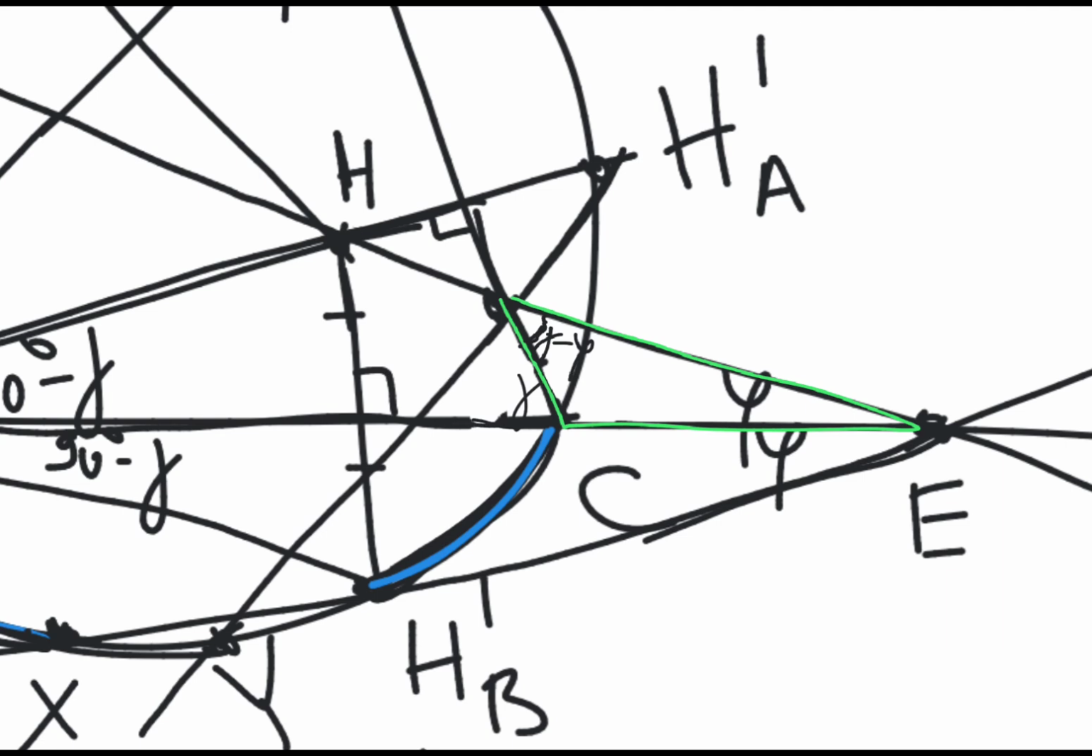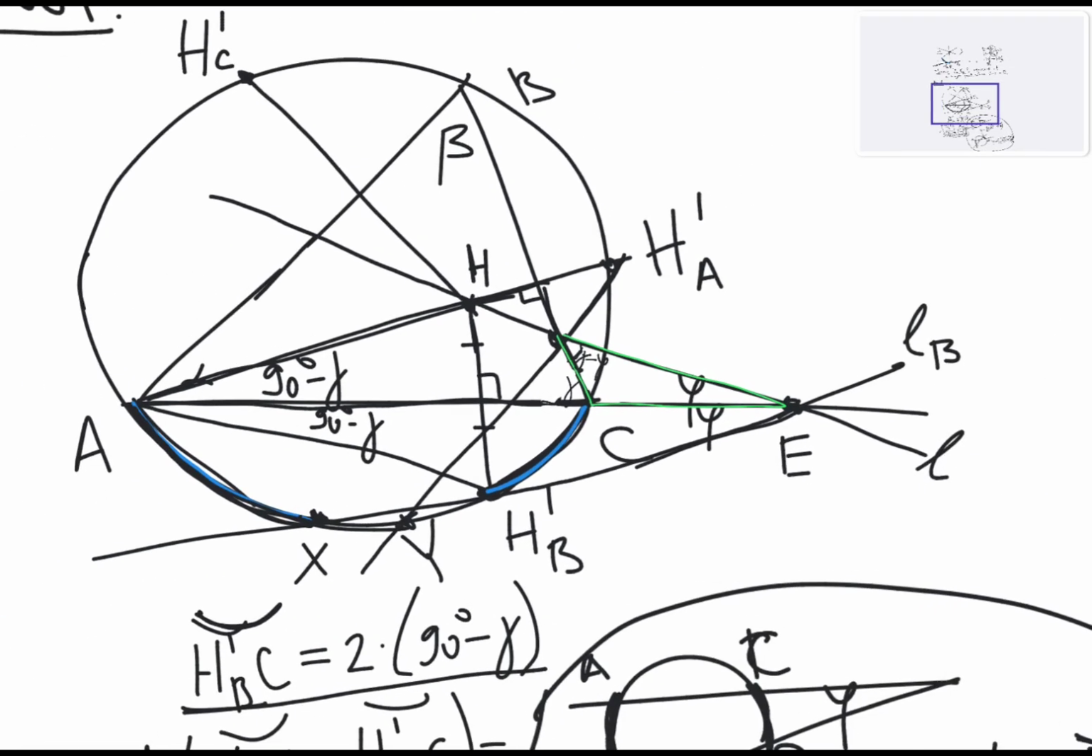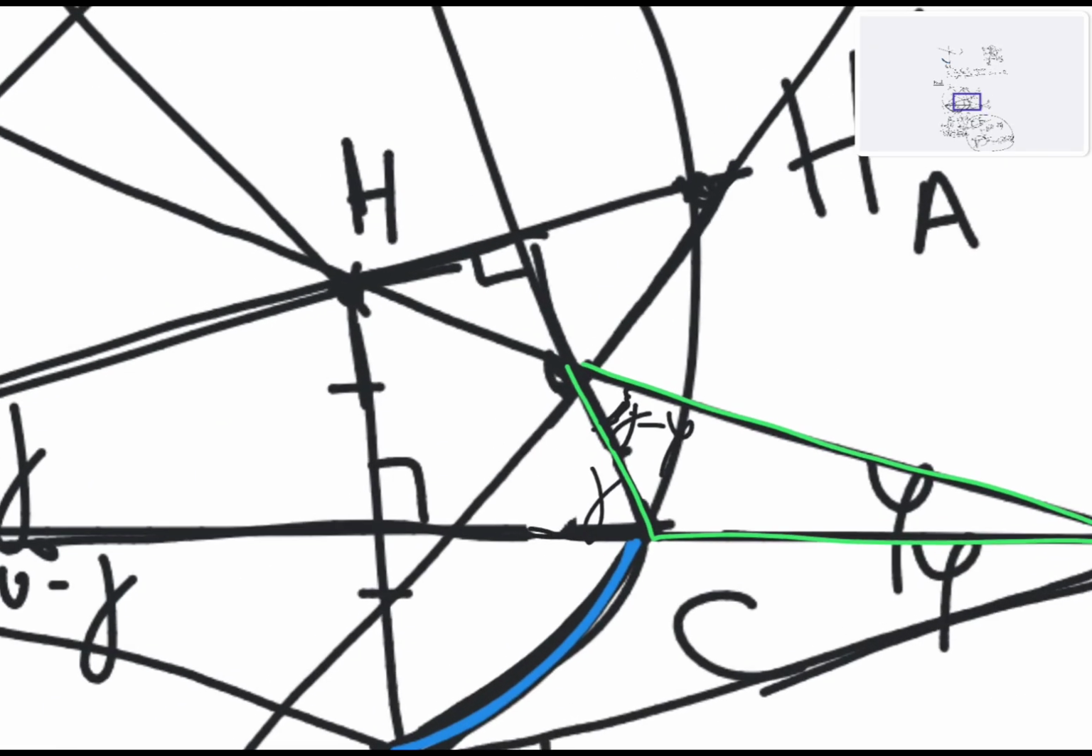Then because of the symmetry, this line is LA, right? So this line is symmetrical to L with respect to BC. Therefore all these four angles are equal to each other. They're equal: gamma minus phi, gamma minus phi, gamma minus phi.